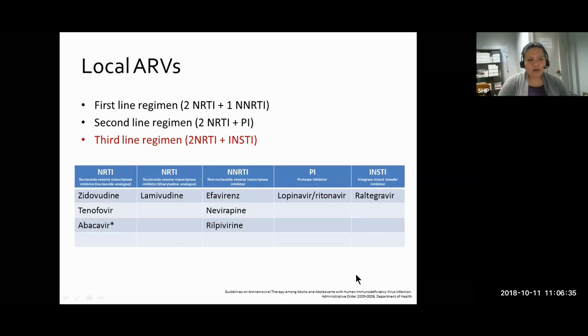We have our nucleoside reverse transcriptase inhibitors such as zidovudine, tenofovir, and abacavir, plus our lamivudine. And then our options for our NNRTIs are efavirenz, nevirapine, and rilpivirine. We also have a single protease inhibitor. And we have an integrase strand transfer inhibitor, which is also for purchase.